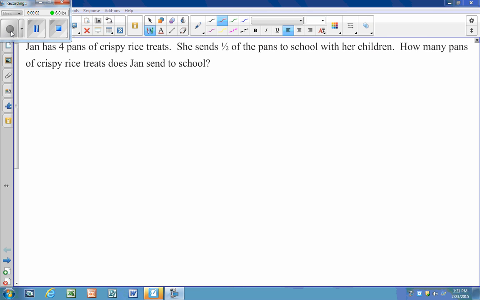Module 4, Lesson 8. We're talking about multiplication of fractions still. So Jan has 4 pans, we're going to circle and underline, of crispy rice treats. She sends half of these pans to school. How many pans does she send to school? So she has 4 pans.